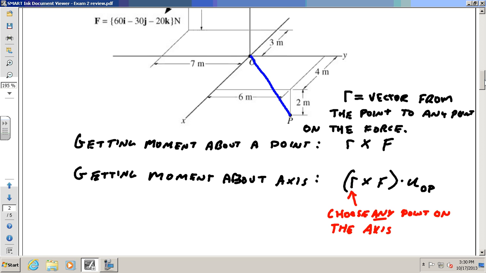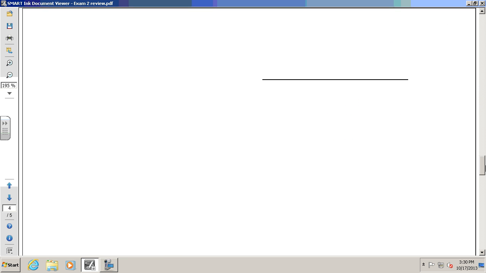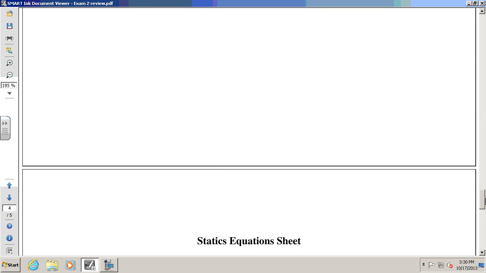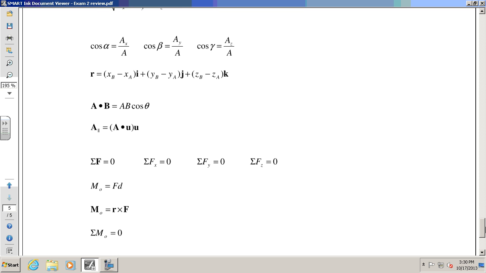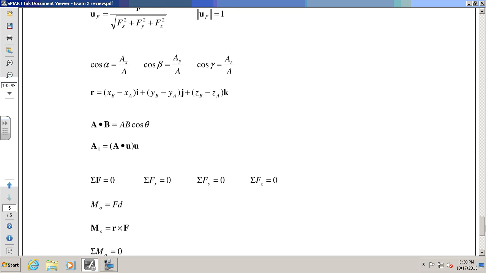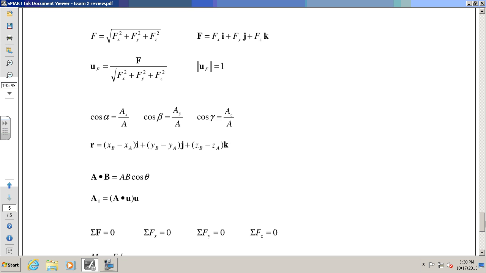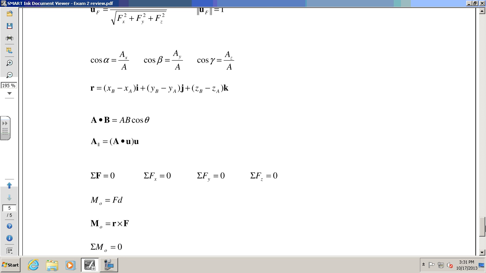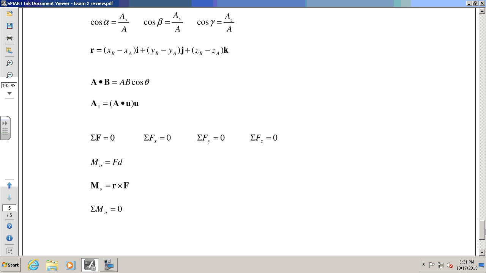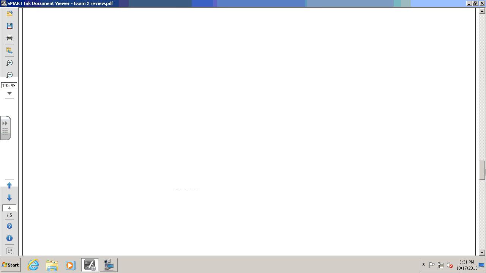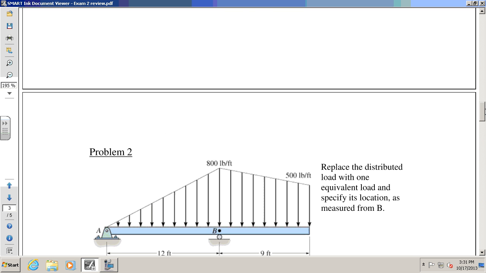Okay, and I believe, let me go back here to your equation sheet. I believe I may have given that to you, maybe not. Okay, I do have the projection, but I don't have that other one with the moment. But it is basically, you just dot it with a unit vector in that direction. So that's not too hard.